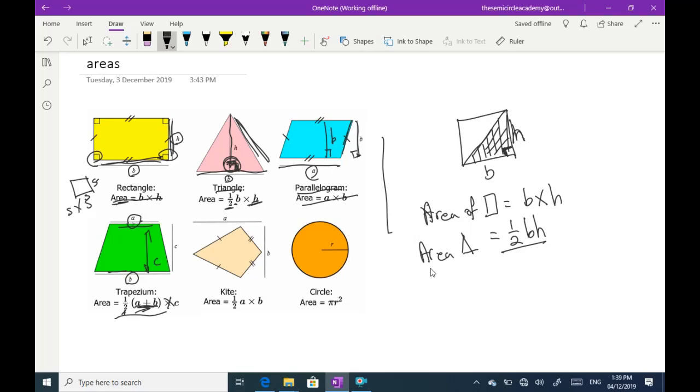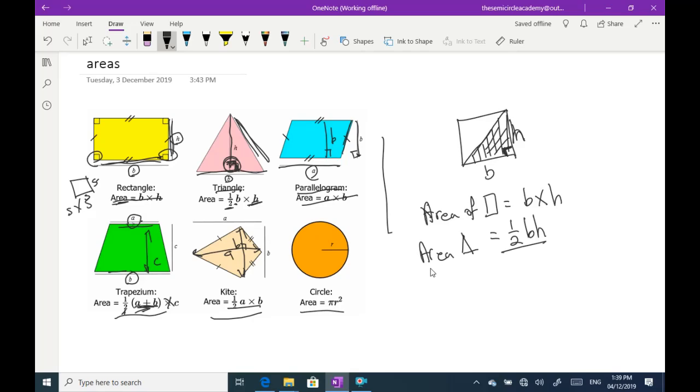Now, the area of a kite is the same kind of business, and you wouldn't really have the area of a kite in CSEC, but it is on the syllabus. So you notice a kite is just two triangles. You could take this as the length A, and you could take this as the length B, and they would be perpendicular. And so a half A times B, it's very similar to a triangle.